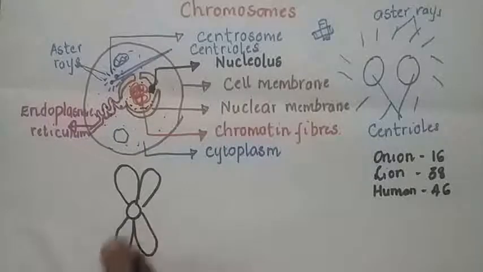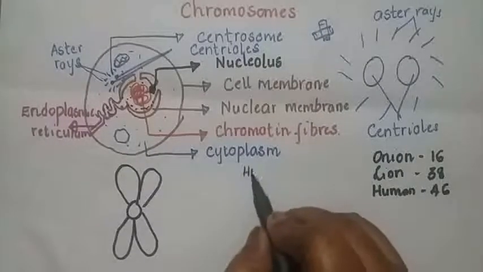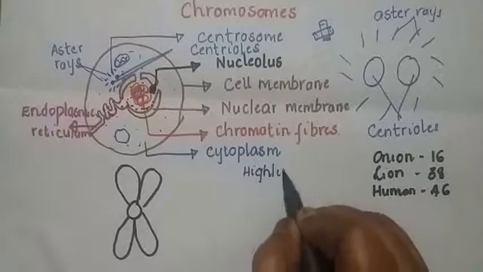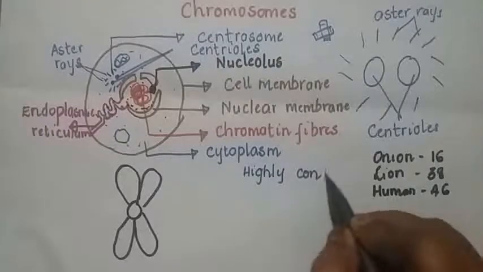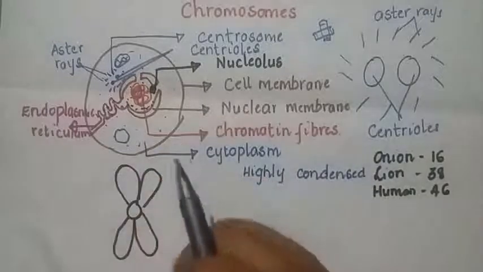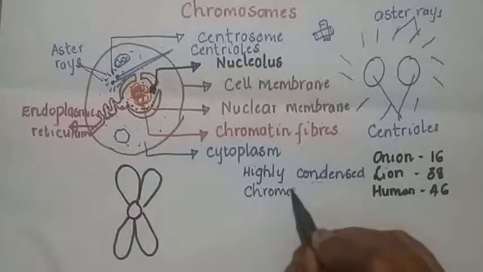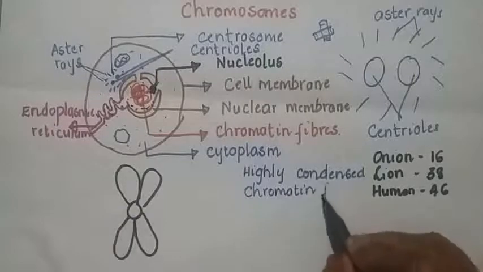Right? So what is the definition of a chromosome? Chromosomes are the highly condensed chromatin fibers. So how do we define the word chromosomes? Chromosomes are the highly condensed chromatin fibers.